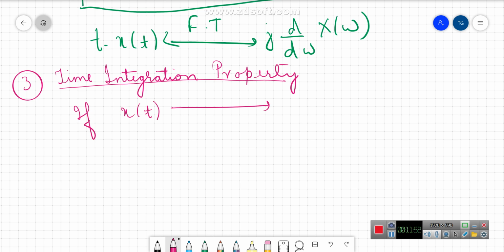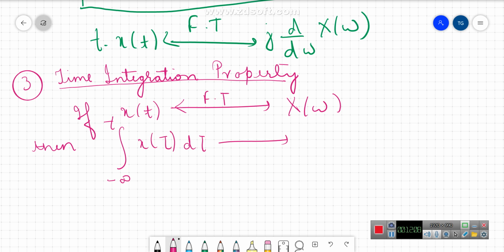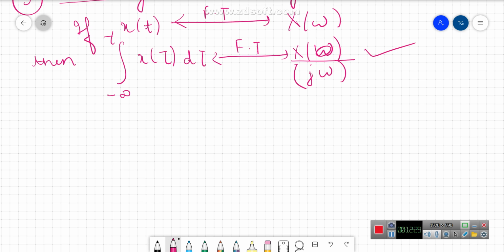So if the Fourier transform of x of t is X of omega, then according to this property, the Fourier transform of the integral from minus infinity to t of x of tau d tau, that is the integration of the x of t function in the time domain, is its frequency domain signal divided by a factor j omega. So this is what we have to prove. So we will see its proof.